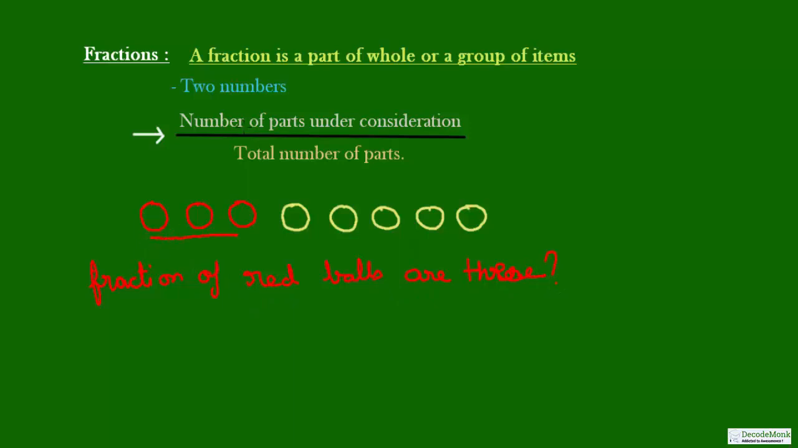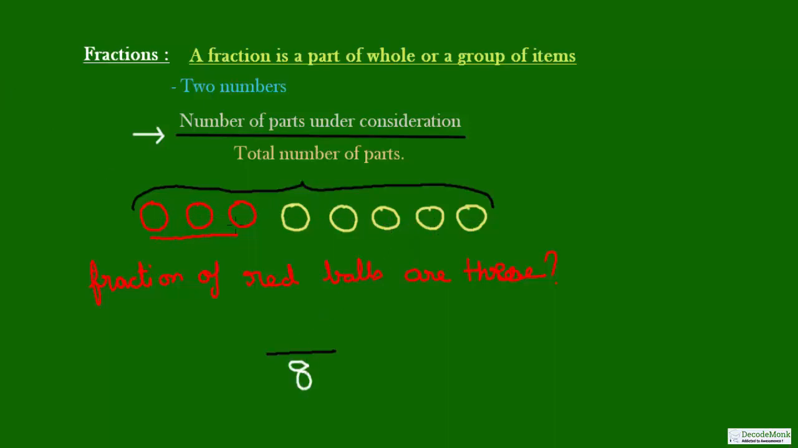So as I have already told, a fraction is a part of a whole. Now this whole, the total number of balls, represents the bottom part, that is the total number of parts. So let me write it down. First of all, we draw a line, and the bottom part represents the total number of parts. So how many total balls are there? 1, 2, 3, 4, 5, 6, 7, 8. So there are a total of 8 balls.